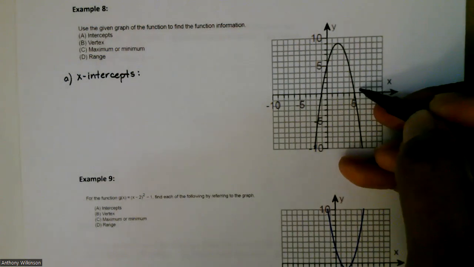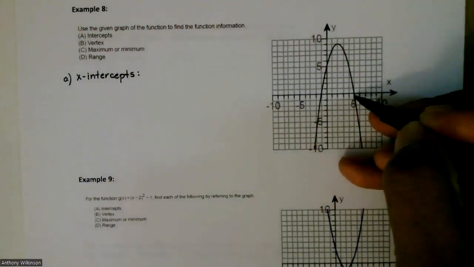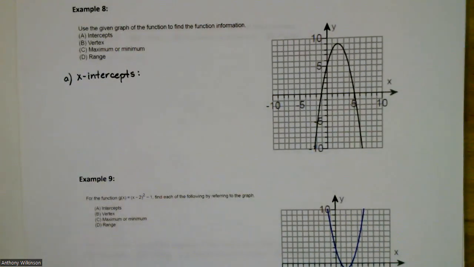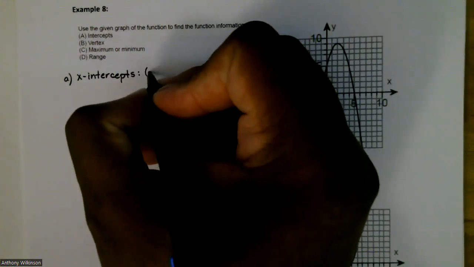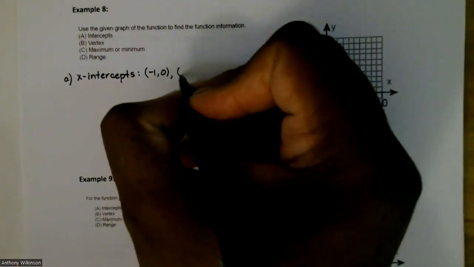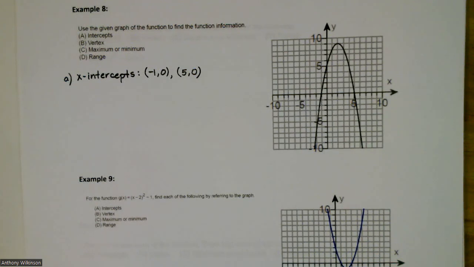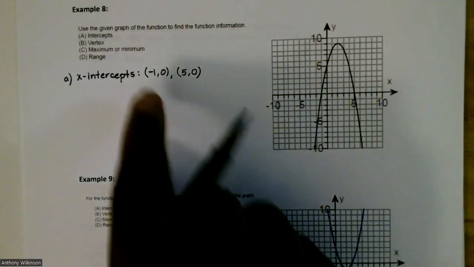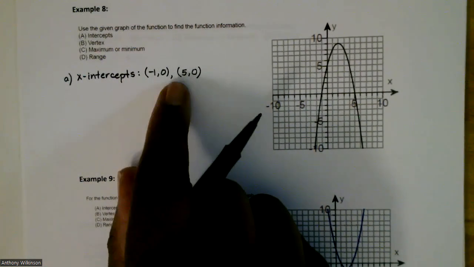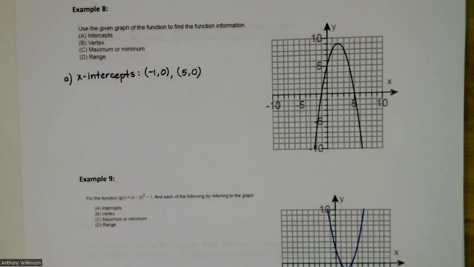And in this case, it's crossing the x-axis at x equals -1 and at, let's see, 1, 2, 3, 4, at 5. So at -1 and at 5, those are my x-intercepts. So my x-intercepts will be the ordered pairs -1, 0 and 5, 0. Now, I'm not sure how they want this as an answer when you're typing your answers in MyMathLab. They just might want -1, 5 as the two x-intercepts, just those x values. Now for the y-intercept.